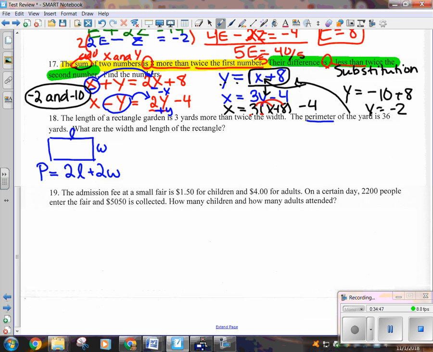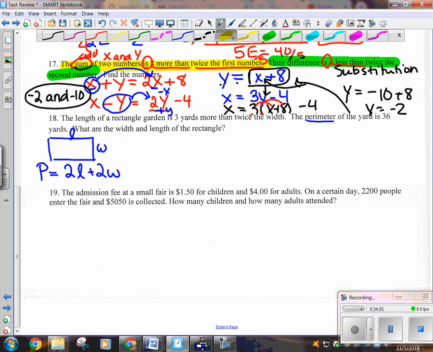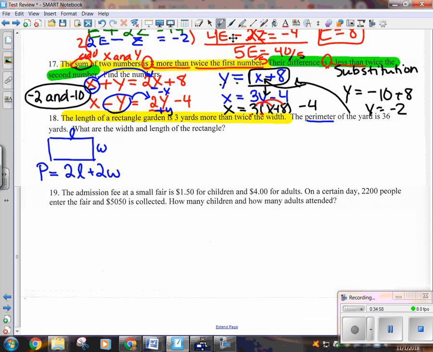So every time it talks about a rectangle and it mentions perimeter, that's what I probably need to remember. Okay, first sentence is probably going to give me my first equation. The length of a rectangle garden, so the length, I'm going to use L, is 3 yards more than. So it implies something's there already. It's going to be plus 3, 3 more is plus 3, twice the width. So 2 times W must have been in the front of that.